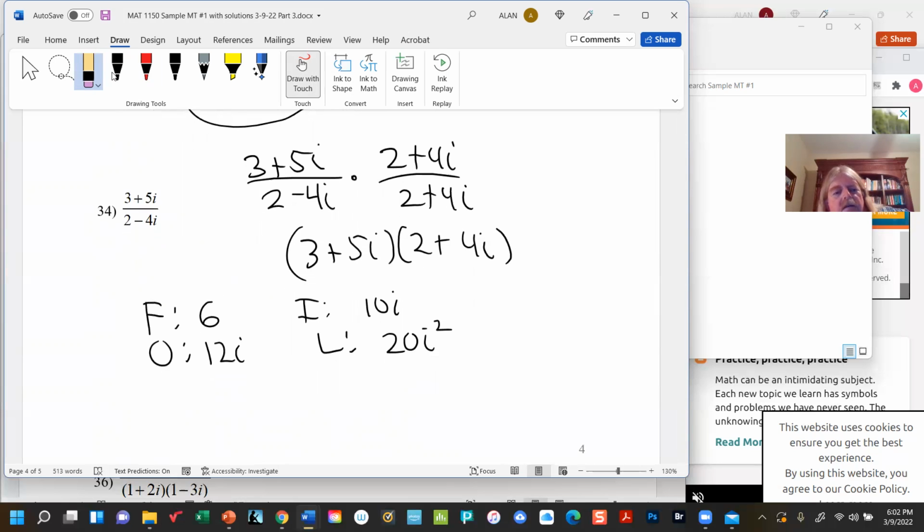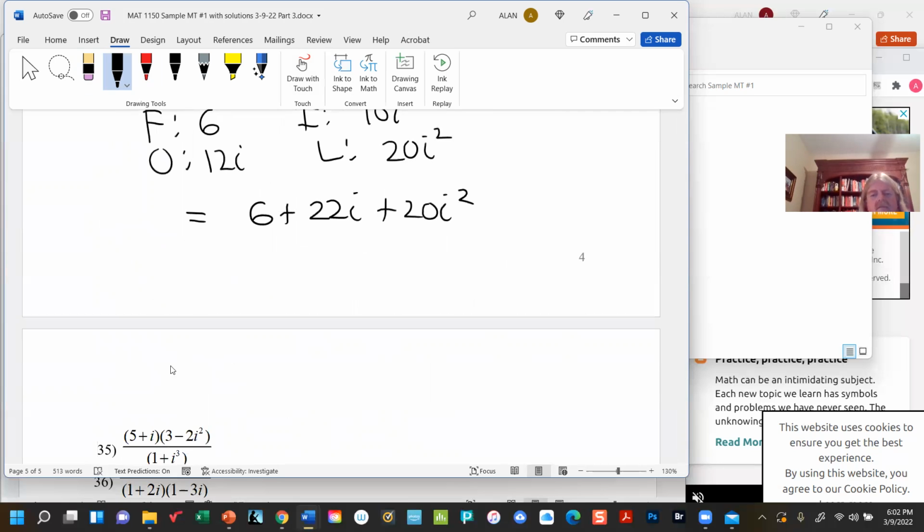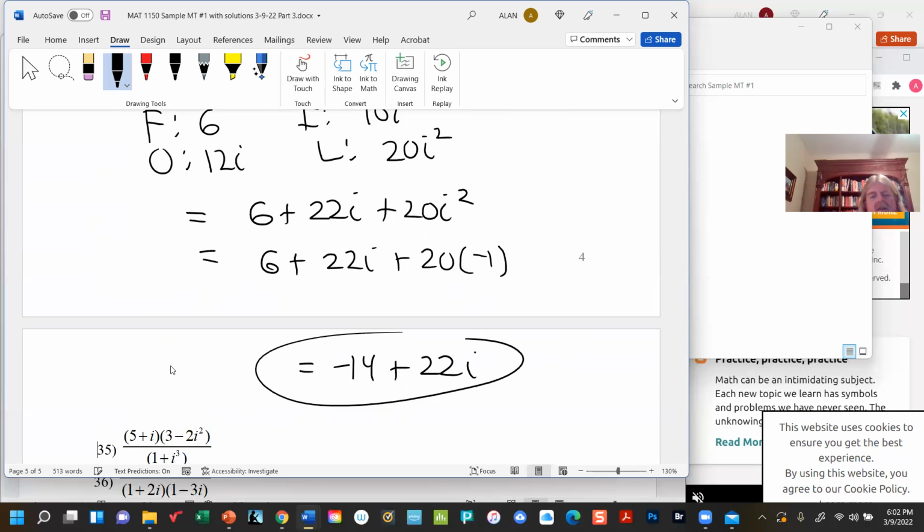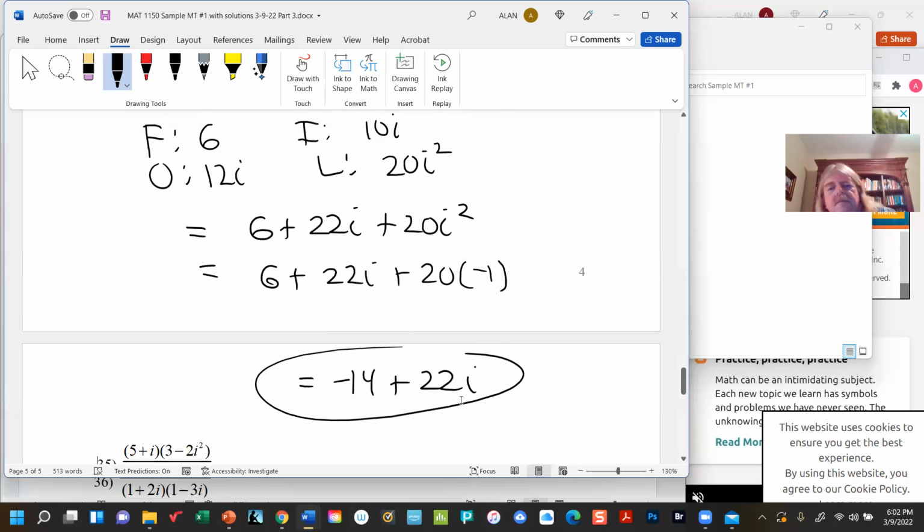All right, so 6 plus 22i plus 20i squared. 6 plus 22i plus 20 times -1. -14 plus 22i. That's the numerator.